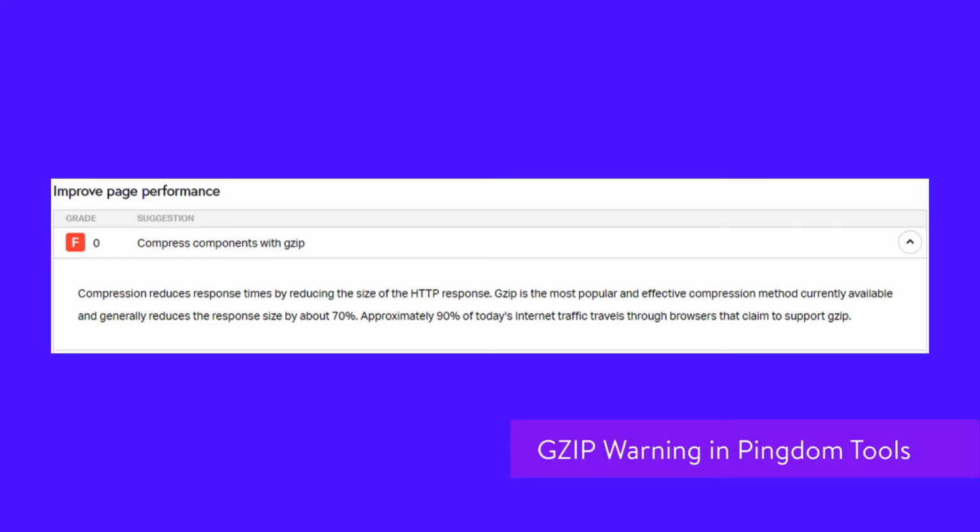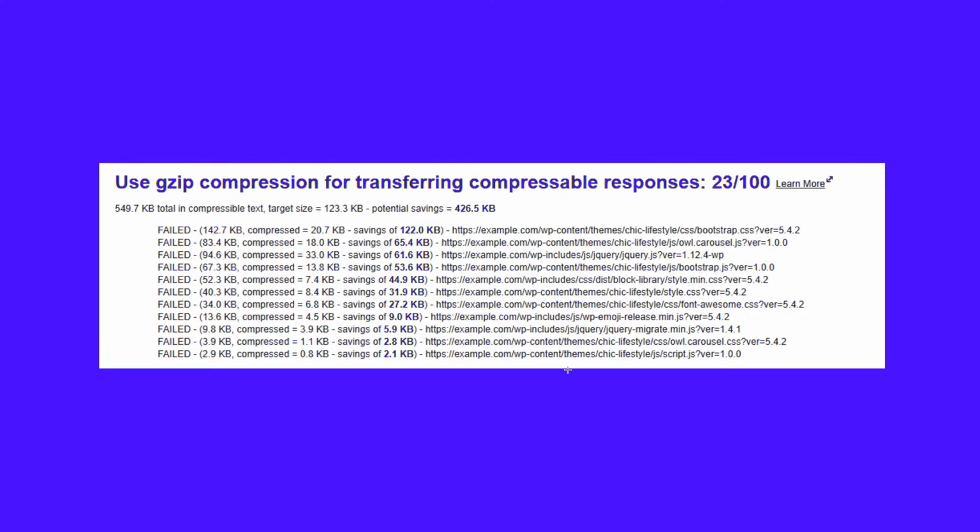Pingdom Tools throws up a straightforward warning to compress your website components with Gzip. In the description section, Pingdom Tools also gives you a few stats about the importance of Gzip. WebPageTest shows a warning in its Performance Review tab if it detects that any compressible responses aren't being served in the most optimized way. WebPageTest will also give a graded score to show how severe a warning is. For instance, it rates this warning 23 out of 100, which means you should fix it as a priority.